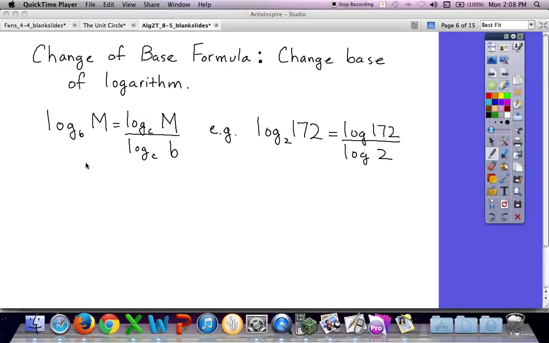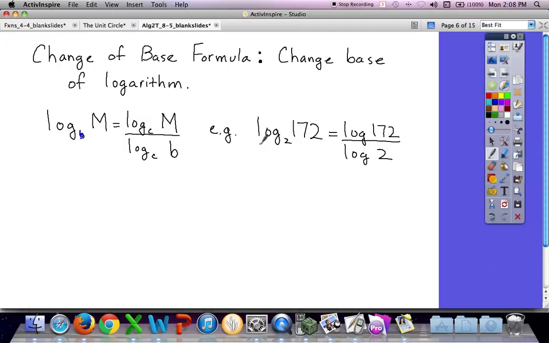The log on the left here is log base B of M. On the right, both of these logs are base C. So the base on the left is not the same as the base on the right. But if you want to see just a more concrete example of what this is, that would be this here.